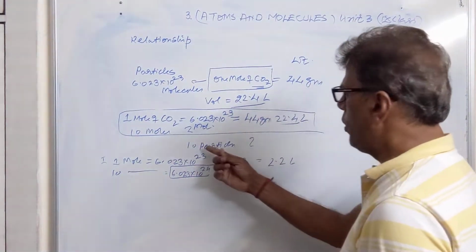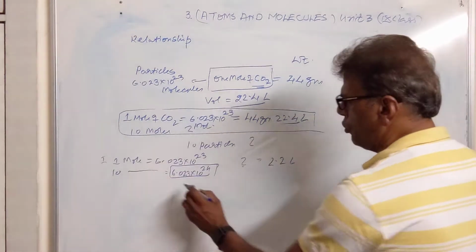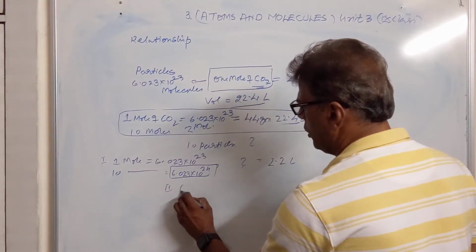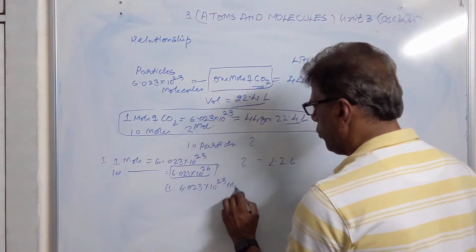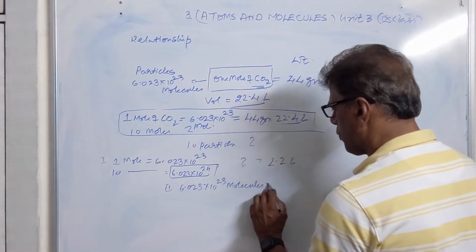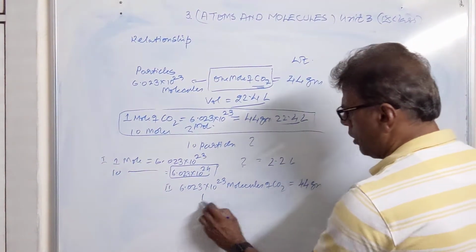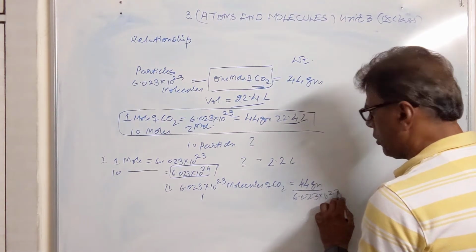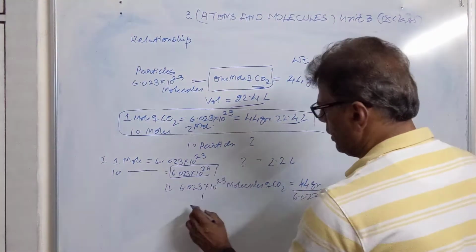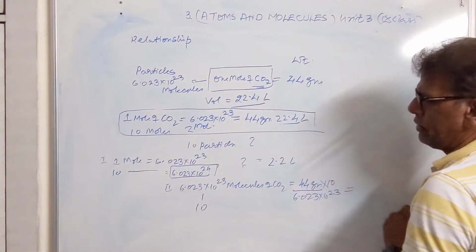Similarly, we have a problem: how much weight will be possessed by 10 particles. So the second problem: 6.023 into 10 raised to power 23 molecules of CO2 weigh 44 gram. One molecule will weigh 44 divided by 6.023 into 10 raised to power 23, and then the 10 particles will weigh 10 times that. So this is for the number of particles.